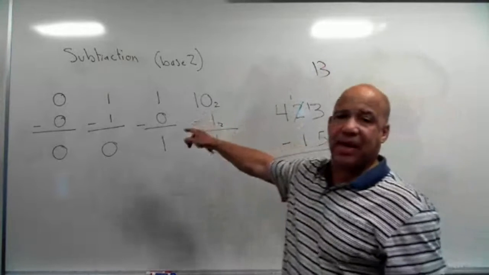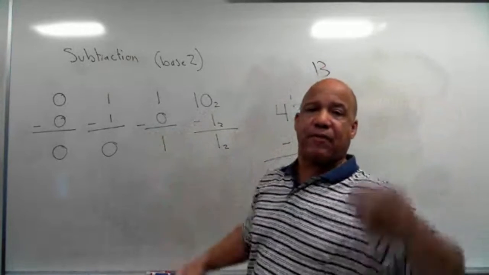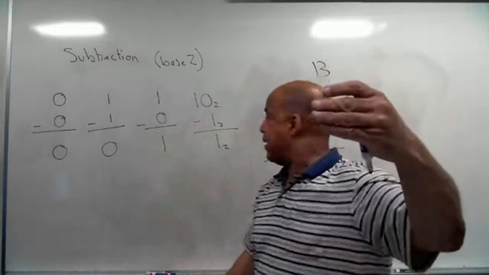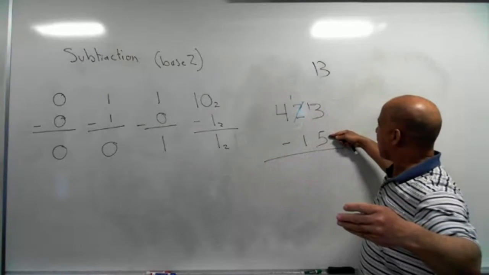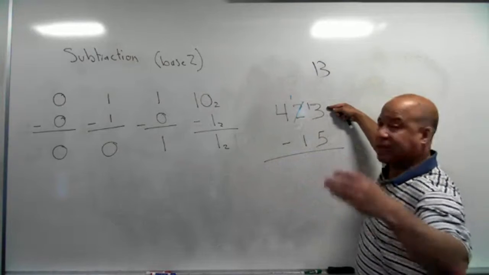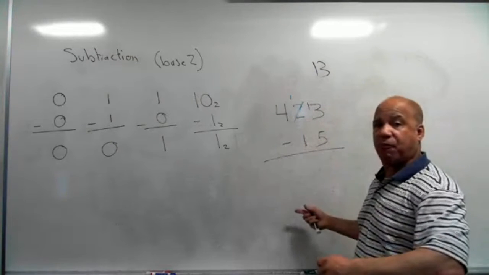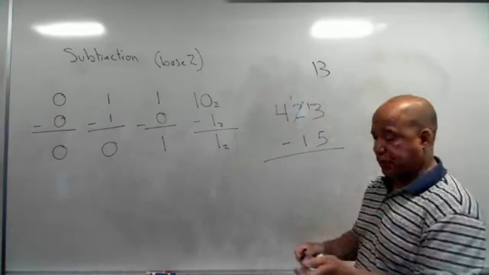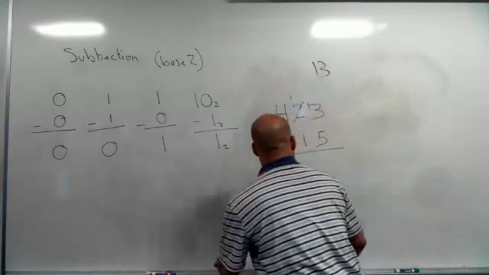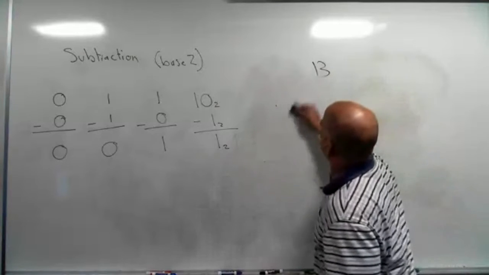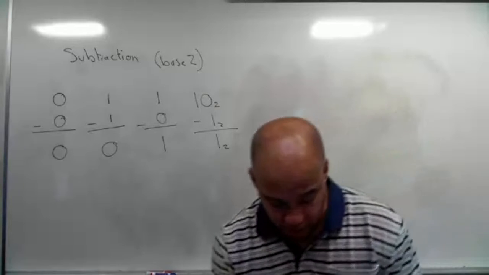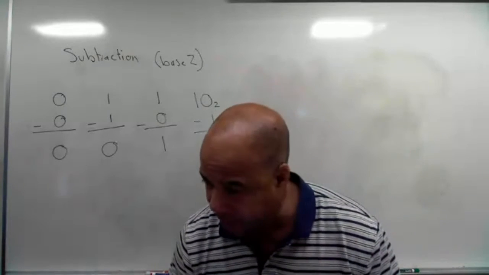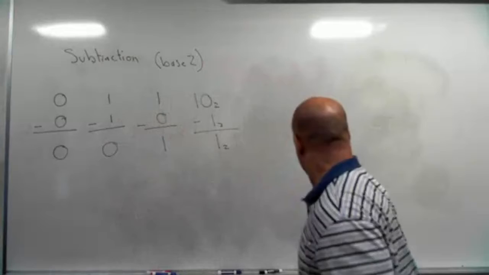We do exactly the same thing when we deal with base 2. If I have a situation where the number I want to subtract is bigger than the number I want to take it away from, I've got to borrow 1 from the leftmost column. I'll show you that in just a second. So again, get your paper out. Don't look at the PowerPoint, and I'll put this first one on the board and see if you can do it.